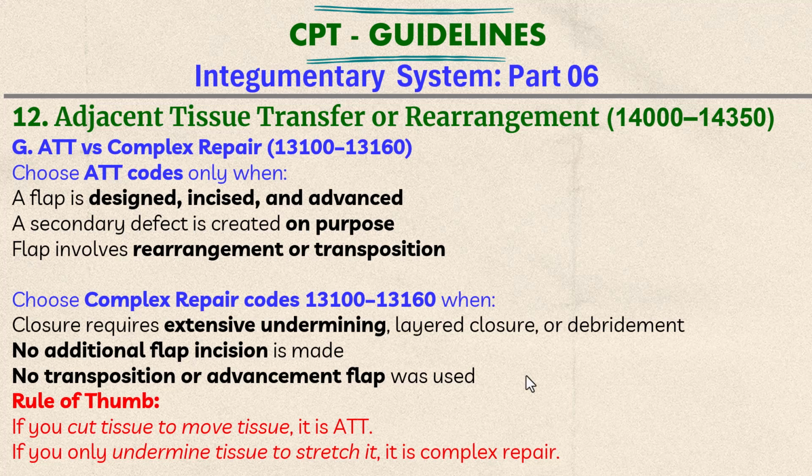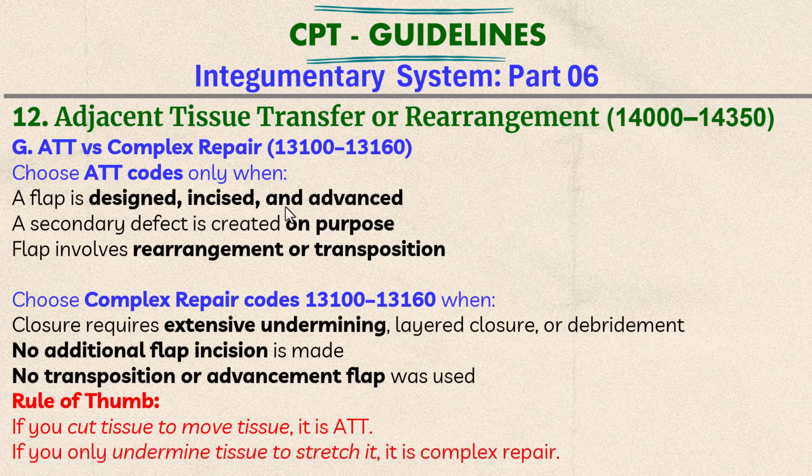So when you compare the adjacent tissue transfer code with the complex repair, choose the adjacent tissue transfer code only when a flap is designed and incised in advance, a secondary defect is created on purpose, and the flap involves rearrangement or transportation. So if these three are included, you have to use the adjacent tissue transfer code.